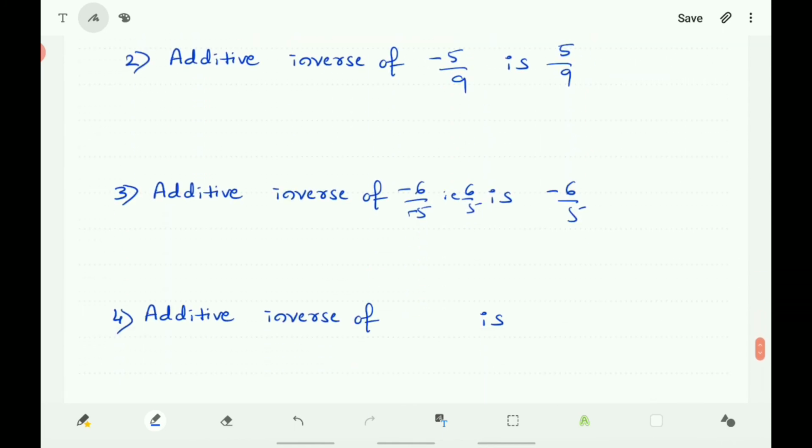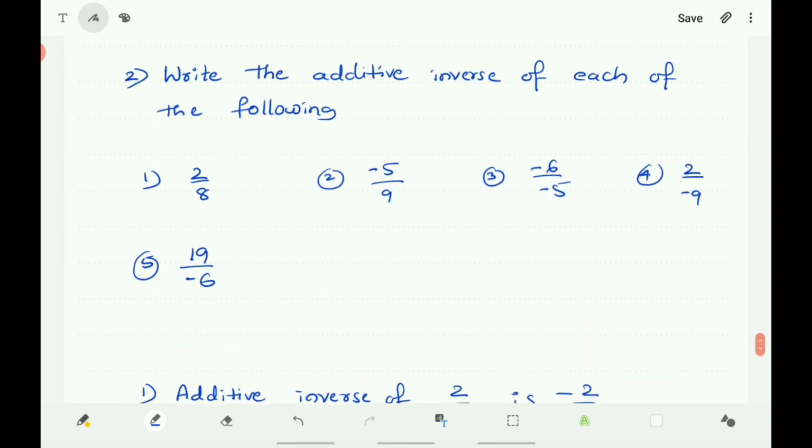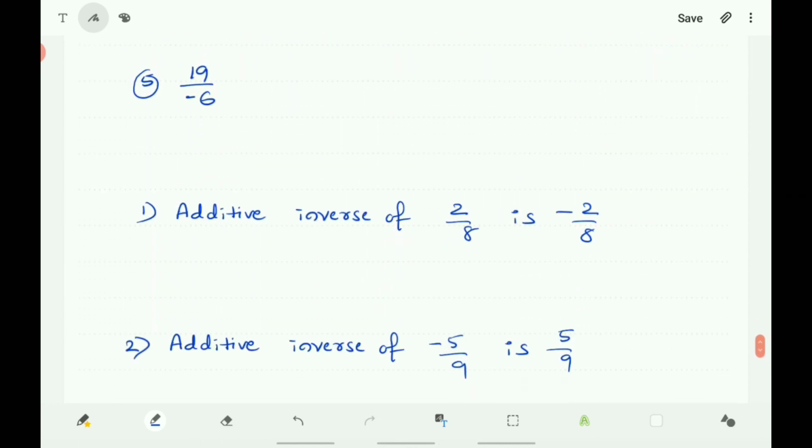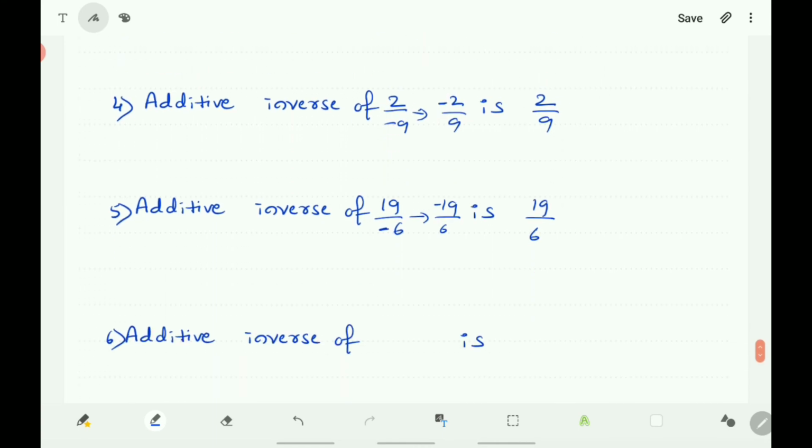Next one is 2 by minus 9. 2 by minus 9 means that is nothing but minus 2 by 9. So its additive inverse is 2 by 9. Next, additive inverse of 19 by minus 6. That is nothing but minus 19 by 6. So its additive inverse is positive 19 by 6.